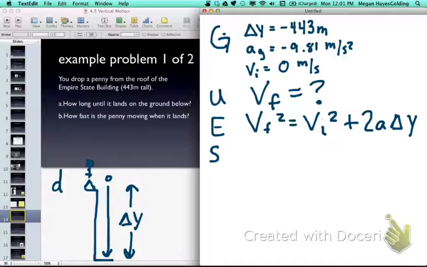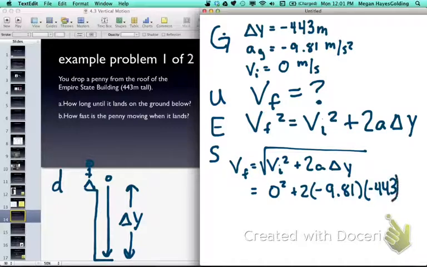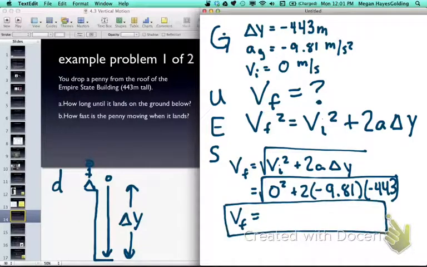So, take the square root of both sides. We do the square root here. VF equals the square root of VI squared plus 2A delta Y. Initial velocity is zero. Acceleration, and the change in position. So I'll leave it to you to work out the calculations on that. I actually don't know the correct answer here, but the final velocity is the solution to that equation.